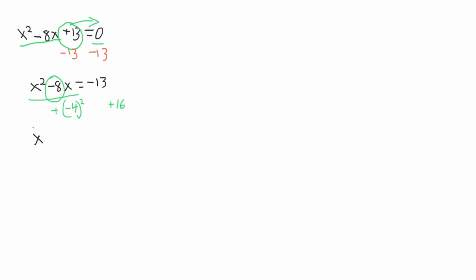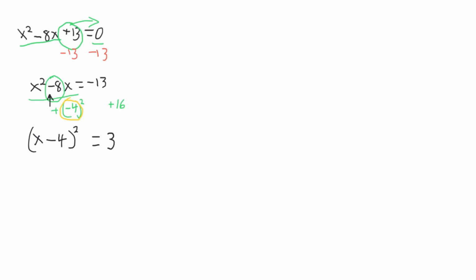So on the left side, x minus 4 squared is what I will end up with. And on the right side, it'll be negative 13 plus 16. So you see that inside the parentheses, I'm using half of that b value, getting me the x minus 4. When I square it, that gives me the 16, which is the number I need to add to both sides of the equation.